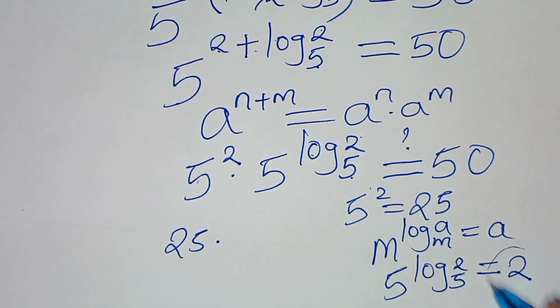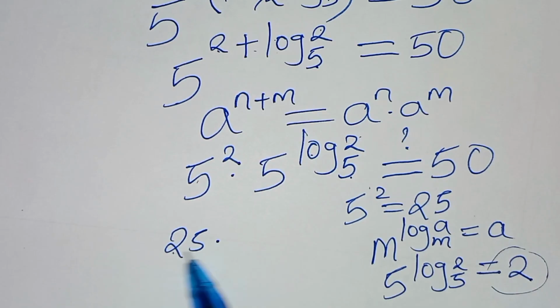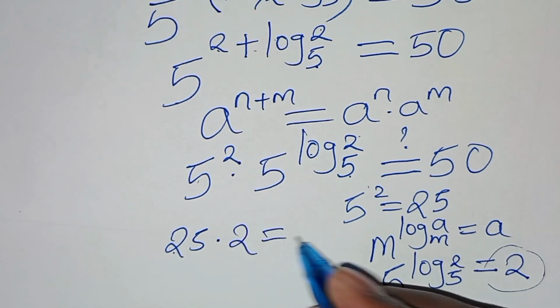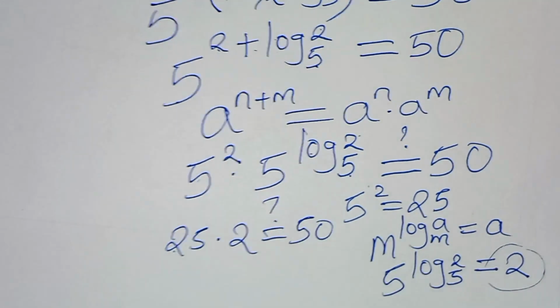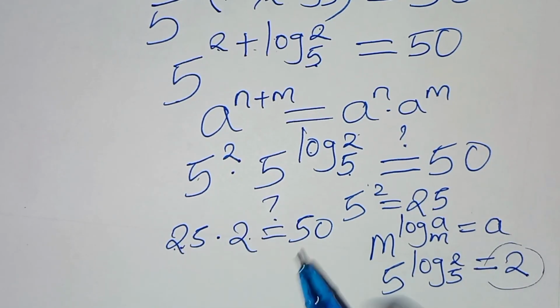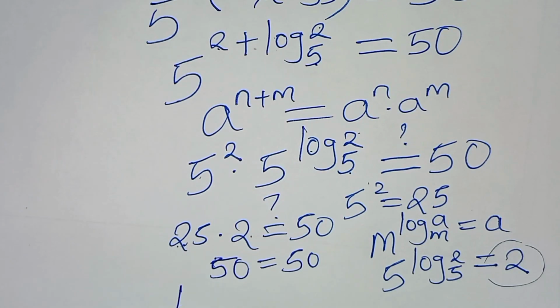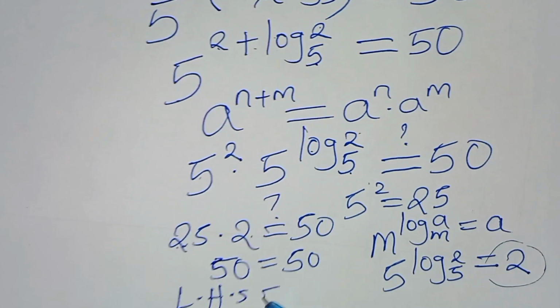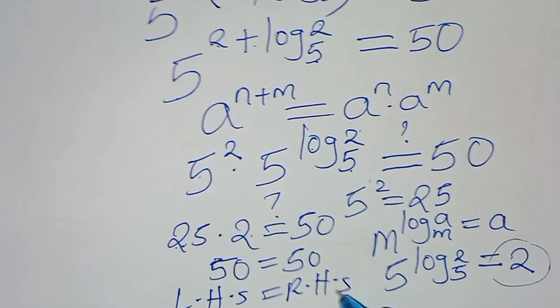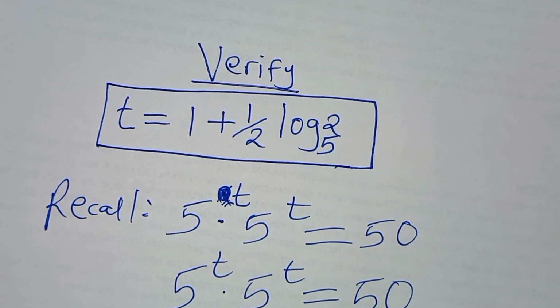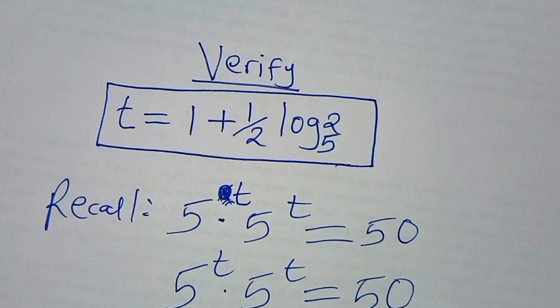So let's substitute this value of 2 here. We have 25 times 2, which should give us a value of 50. And it's true that 25 times 2 is equal to 50. That shows that the left hand side is equal to the right hand side, and that affirms that the value of t, which is 1 plus a half log 2 to base 5, satisfies the equation.